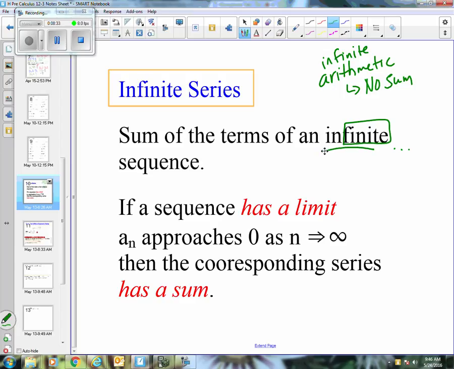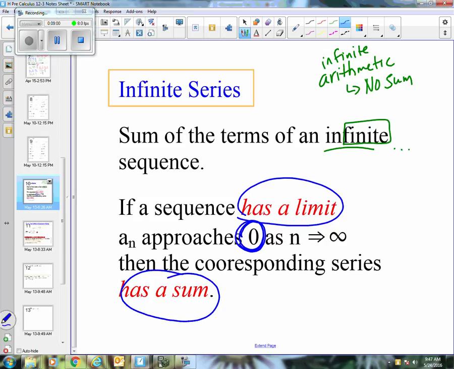But there are some kinds of sequences out there, like the geometric ones we look at, that we just might be able to do an infinite sum for because the terms get tiny. So if a sequence has a limit, so like arithmetics don't, that's why we can't do this, but if the sequence has a limit, and not only that it has a limit, that nth term approaches 0 as n approaches infinity, so the limit equals 0, then the corresponding series actually has a sum. This doesn't happen very often. There's only one type of sequence that we're going to be looking at that you can actually do this for. There's only one type of sequence that actually goes towards 0, and it has to do with geometric. So let's talk about that.